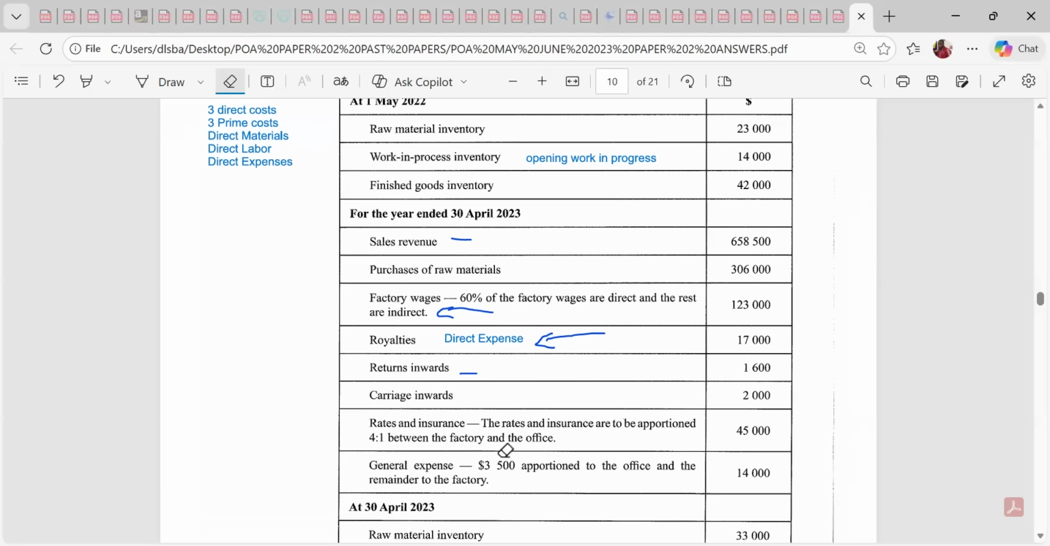General expenses, 3,500 apportioned to the office and the remainder to the factory. So that 14,000, I'm going to minus the 3,500 for the office because that has nothing to do with making it good. So only recording the remainder, the 10,500. The 40% that is indirect, I'll record that as well.